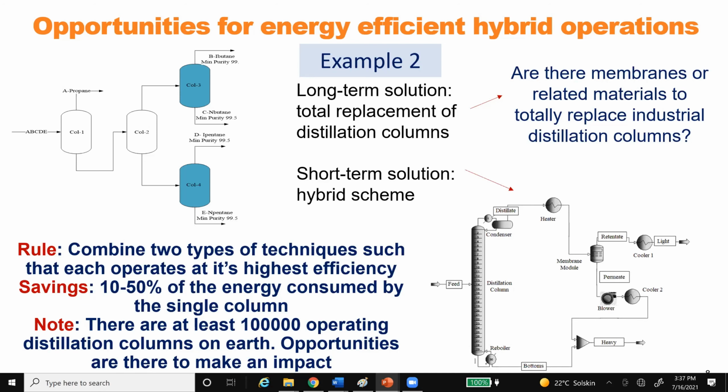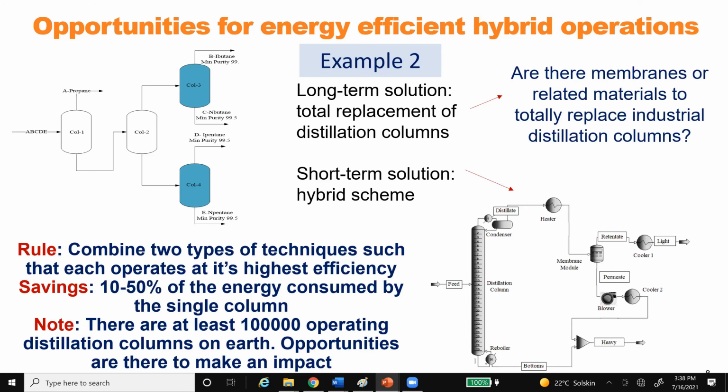The combined will be giving us between 10 to 50% saving. And then if you think that just in USA, I think... No, I think this 100,000 is for the world. If there are at least 100,000 distillation columns operating on Earth, and we can save between 10 to 50% of their energy, that can be a very significant impact. And as engineers, we can try to influence the decision makers to go for this. And I will give you more details on this afterwards, how to do those calculations.